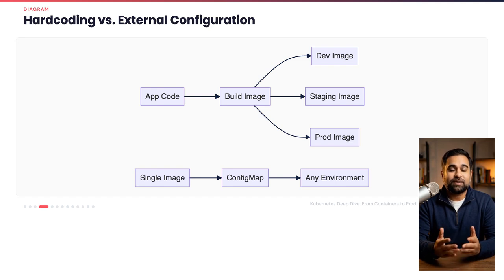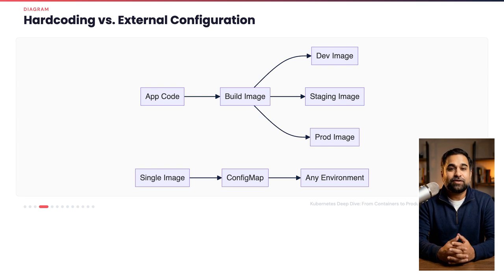The beauty of config maps is that they decouple your configuration from your container image. You build your image once, and it reads its configuration from the environment. The same image works everywhere. It just behaves differently based on the config map it's given.